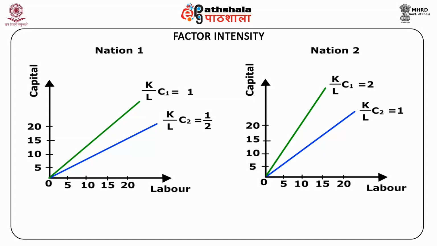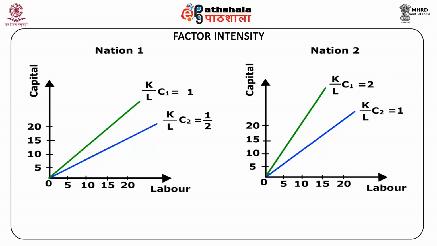K by L ratio in the production of commodity X is 5 by 5, which is equal to 1, which is shown by the green line in the diagram. In the production of commodity Y, it is 1 upon 2, which is shown by the blue line. Since K by L for commodity X is greater than K by L for commodity Y, this implies that commodity X is capital intensive and commodity Y is labor intensive.